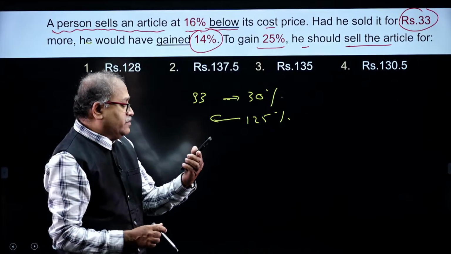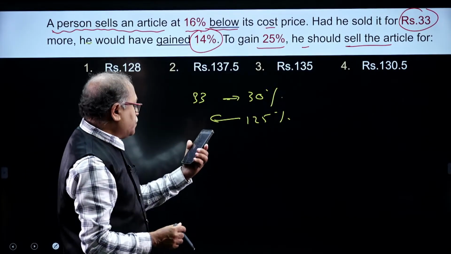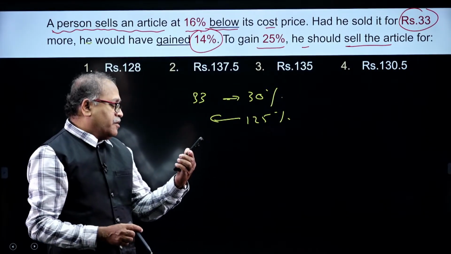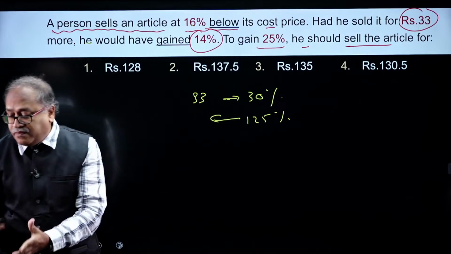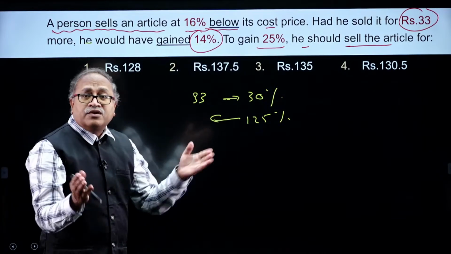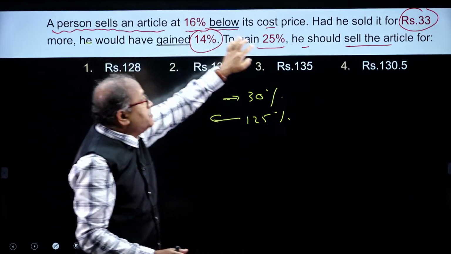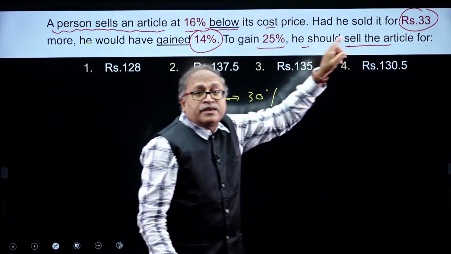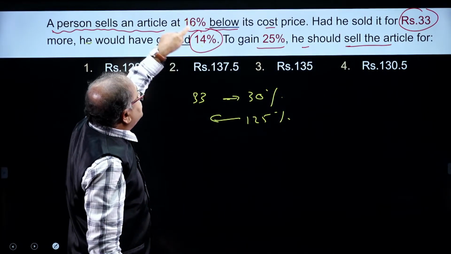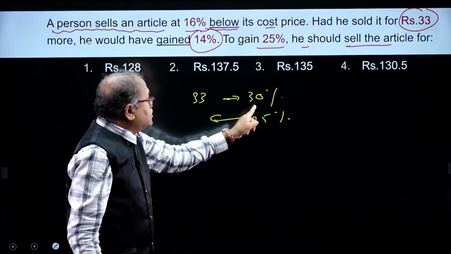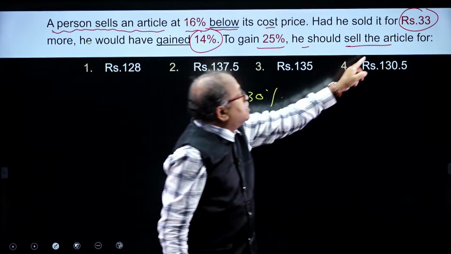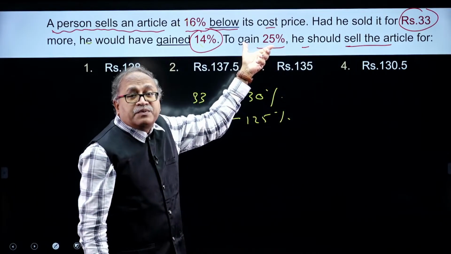Okay, that is 11, option 1, AIM. This is the only thing. Look at this one: 16% loss, 14% profit, when 33 rupees is increased. So that means the difference is 30%. 30% is equal to 33.